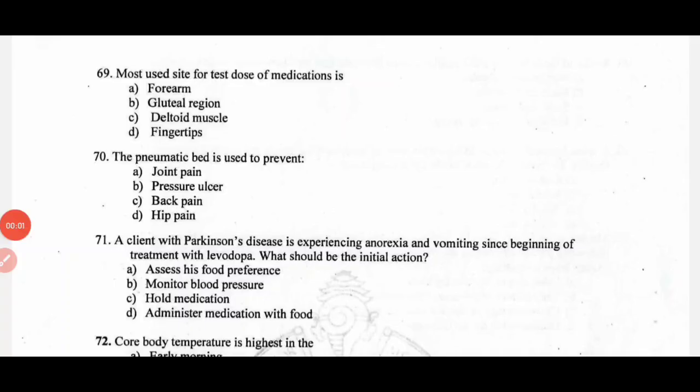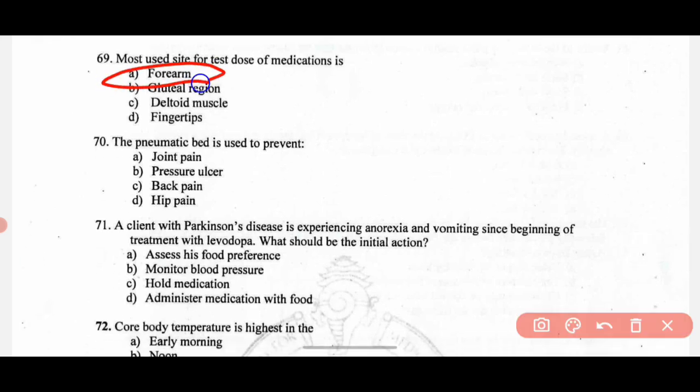The next question is question number 69. Most used site for test dose of medication is. In order to check the test dose of the medication, which site will we use most commonly? Most commonly we will use what? Forearm. This is also a direct question. Answer A is the right one. Okay.